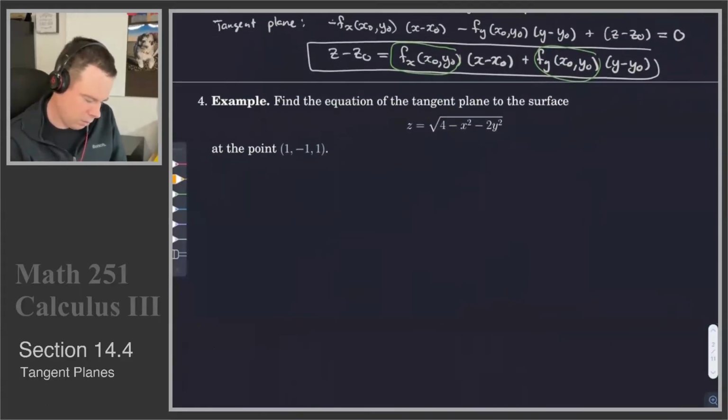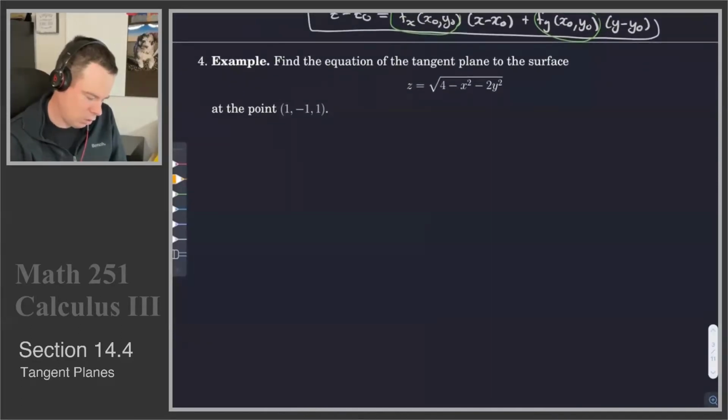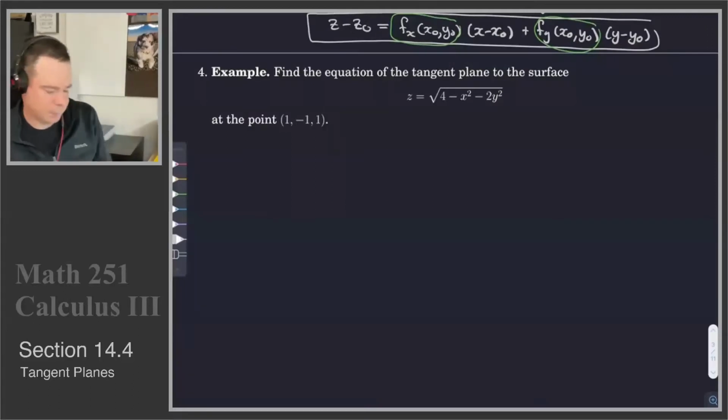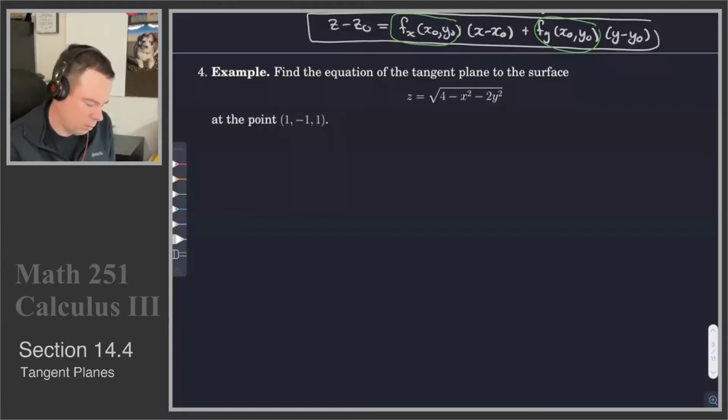All right, let's go ahead and find the equation of the tangent plane to the surface. I'll leave the equation of the plane in view up above. So we want the tangent plane to the surface z is equal to the square root of 4 minus x squared minus 2y squared at the point (1, -1, 1). So the first thing we want to do is call this f of x, y.